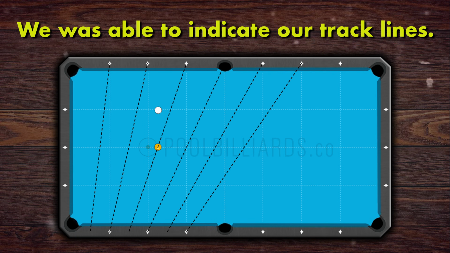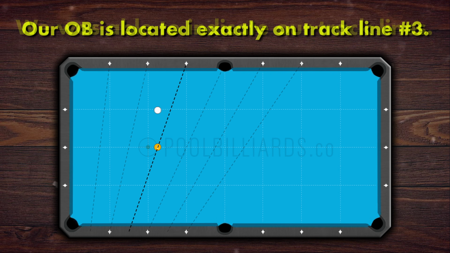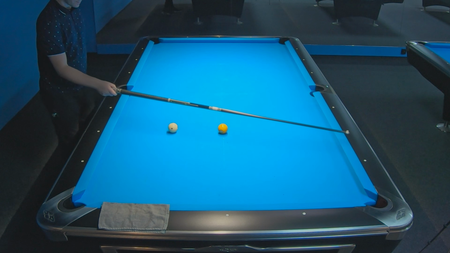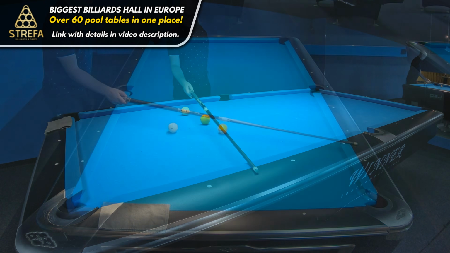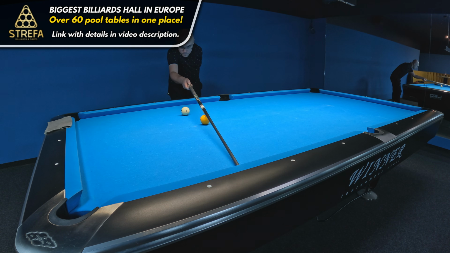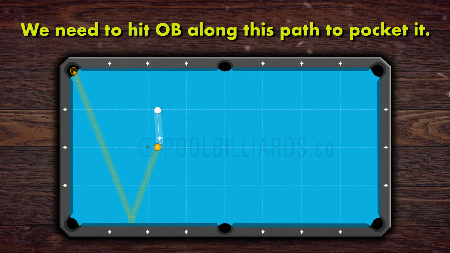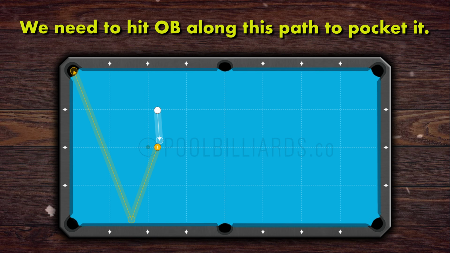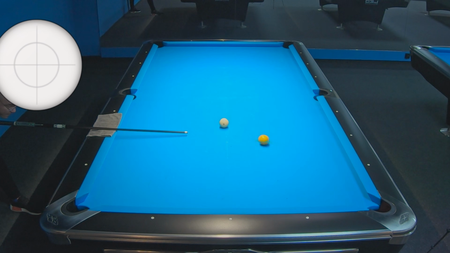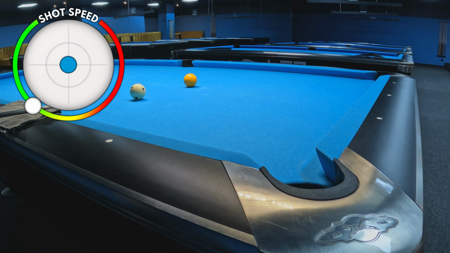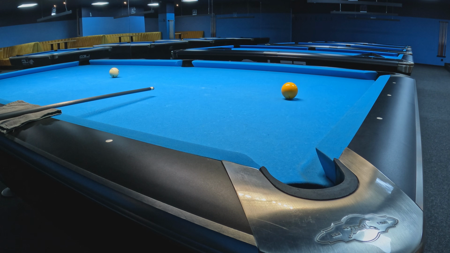At this point, we were able to indicate our track lines, and if we look closer, then we can see that the one ball is located exactly on reference line number 3. So in this case, our goal is to hit the object ball along this reference line, to pocket it into this corner pocket. And we need to keep in mind that we should use natural speed with natural rotation, because then we can achieve the correct angle of reflection.